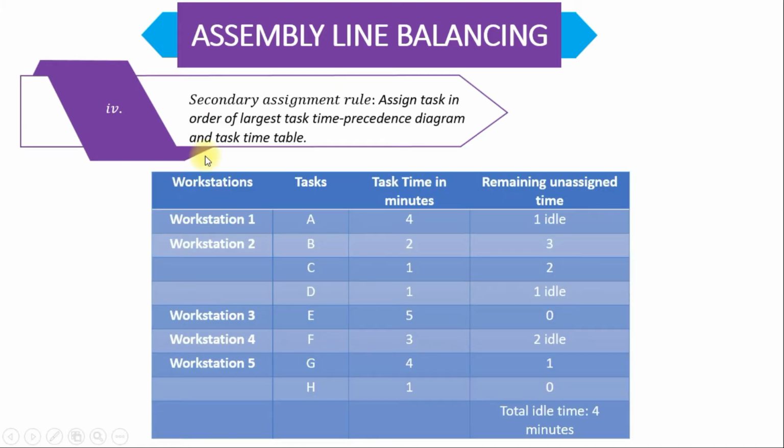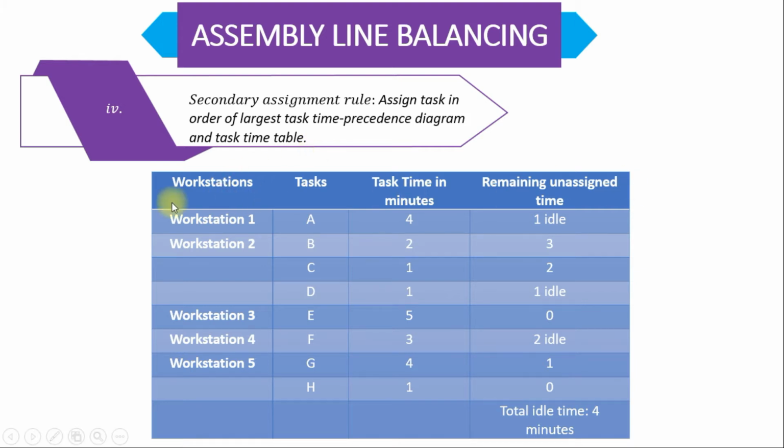So we do that over here. The secondary rule says to assign tasks in order of largest task time, then the precedence diagram, and then the task time. That means we use the largest task time first. If this is not able to break the tie, we move on to the precedence diagram. If it's not able, then we move on to the task time table.